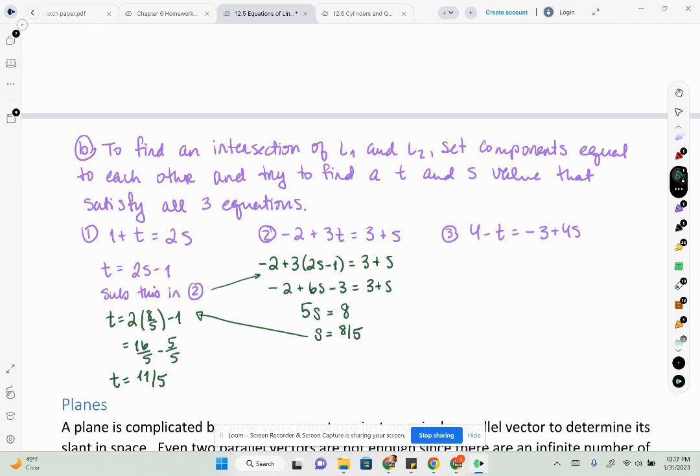Okay, so those are the s and t values that work for equations 1 and 2. And that can actually lead you to think that we found a solution. We have to check these in equation 3. So we have to check t equals 11/5 and s equals 8/5 in here.